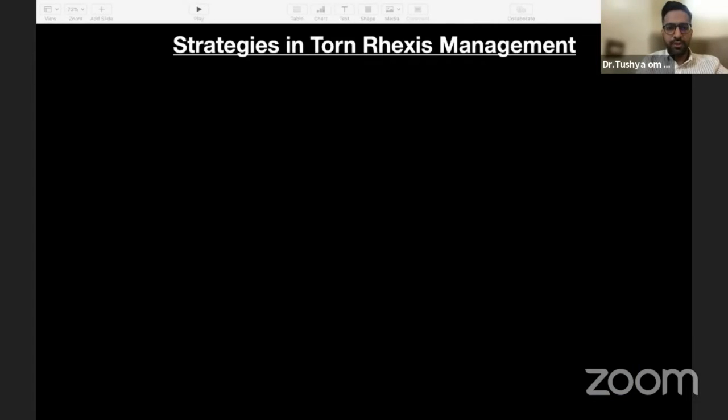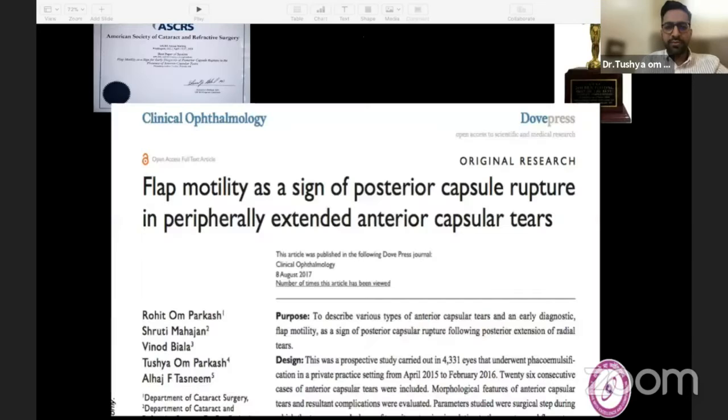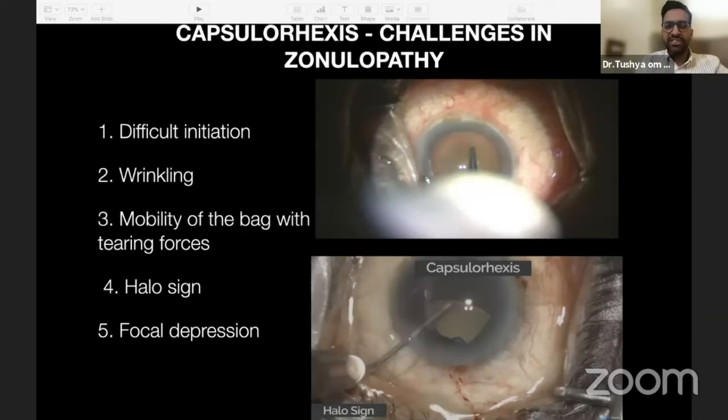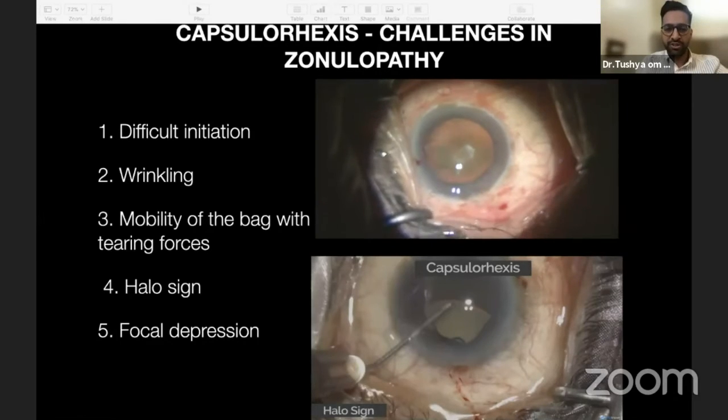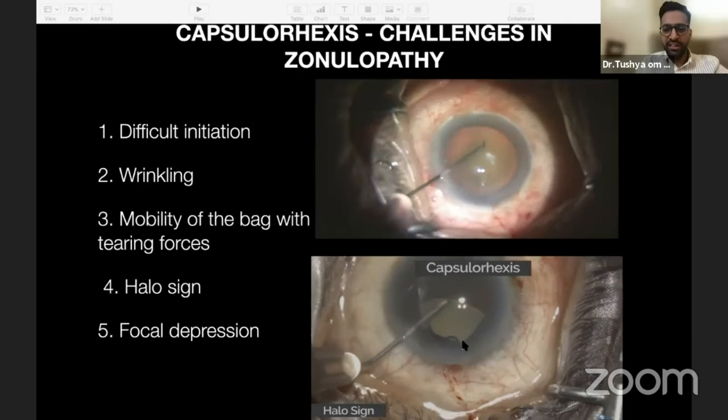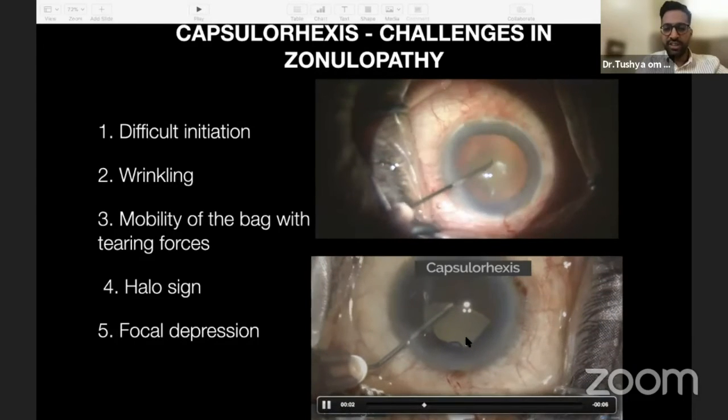So this flap motility as a sign of posterior capsular rupture is a published sign now, and it has won numerous awards worldwide. Coming to the capsular access challenges in zonulopathy. If you see in this first video, there's difficulty in initiation, there's wrinkling because of the mobility of the bag with tear forces. Often you see in the second video a halo sign or a focal depression.